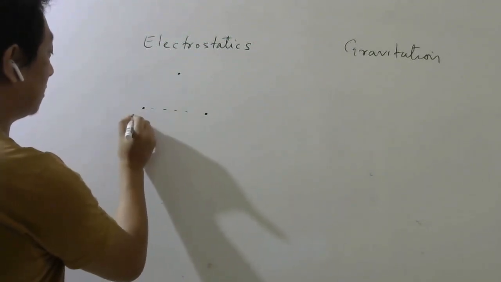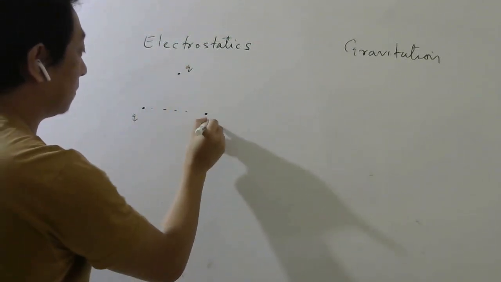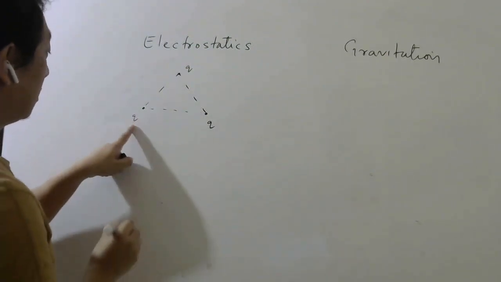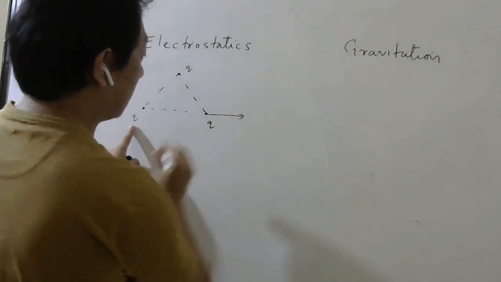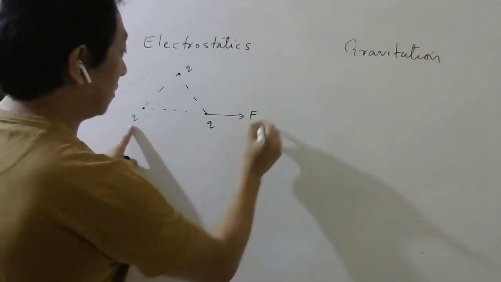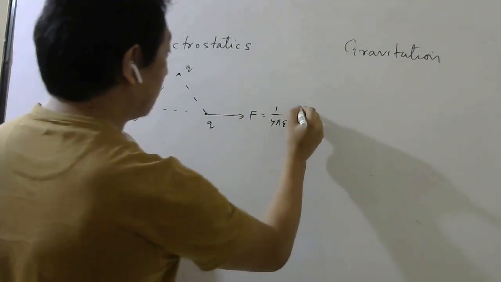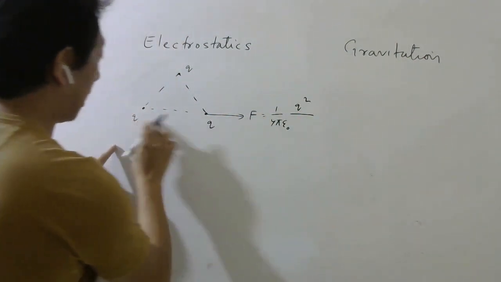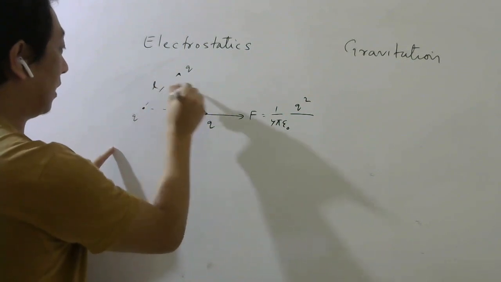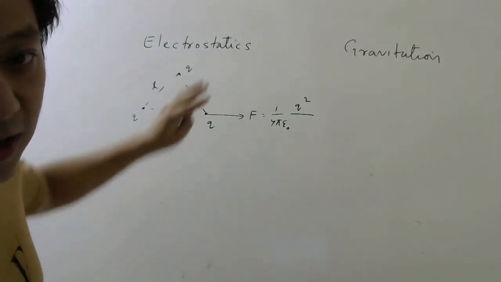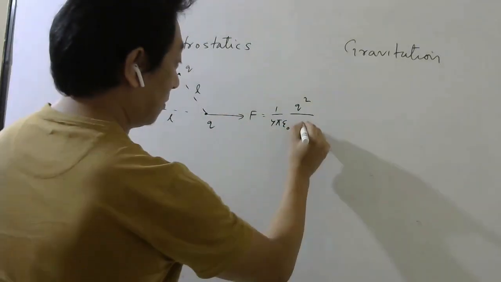So let us say this is q, q, q for simplicity. Then what will be the net force? This will repel this with one force here. Let us say it is F. That will be equal to 1 by 4 pi epsilon naught QQ by this R square. Let us say this is L. To make it simple, I have chosen an equilateral triangle here. So this will be L square.